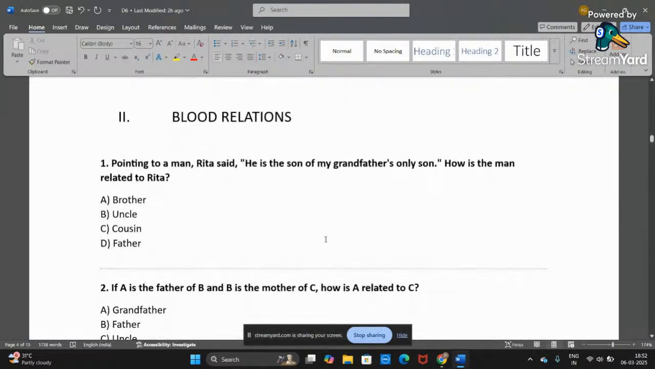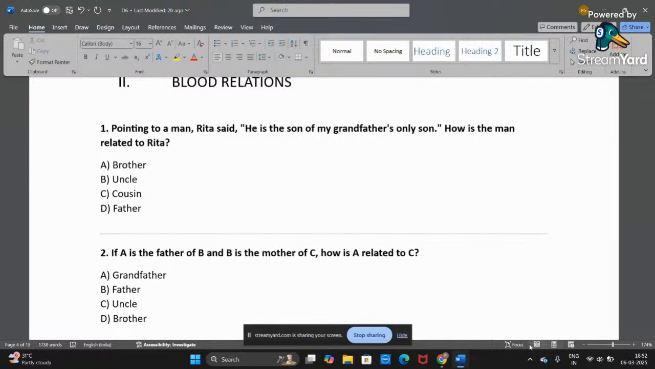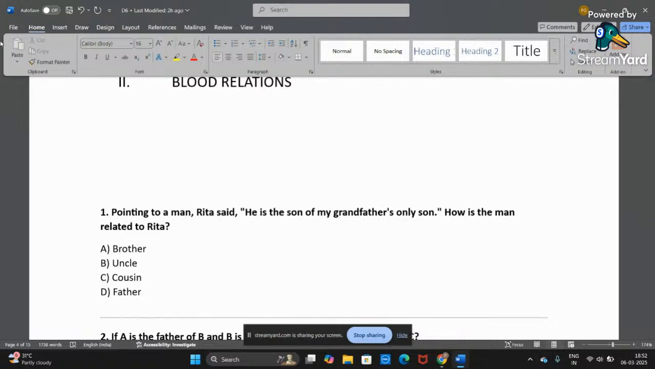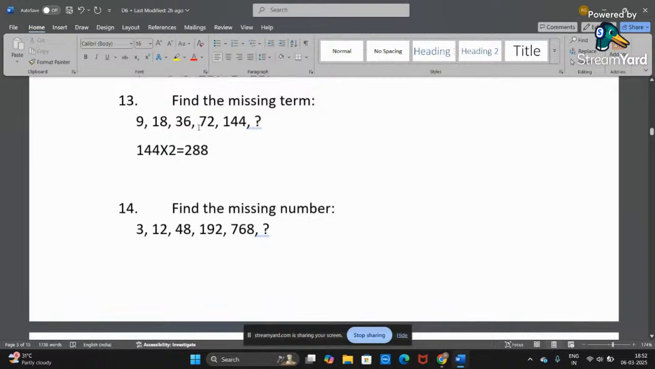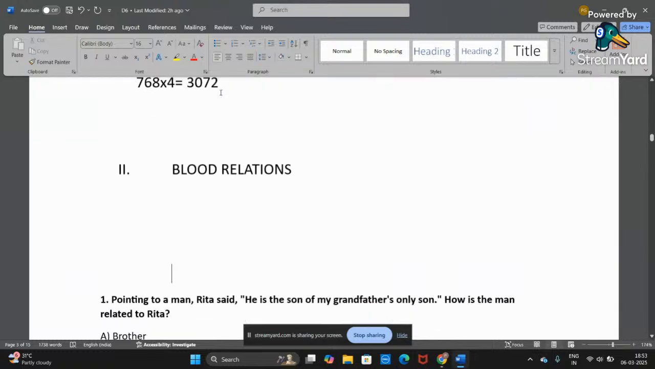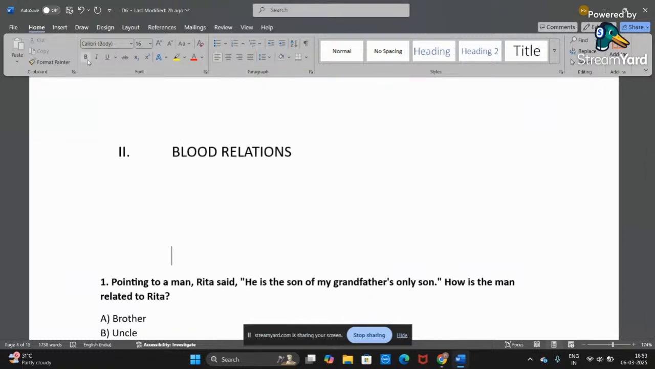Now let's move on to the next topic. The next topic is blood relation. Here, first take a note. Any doubt in the previous topic? If there is any doubt, just clear it now itself. Is there any doubt in the previous topic? Okay, fine. We'll move on to the next one. Blood relation.